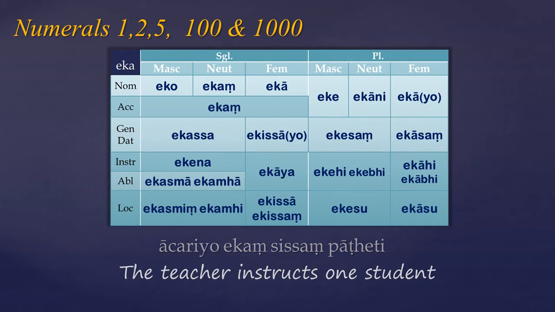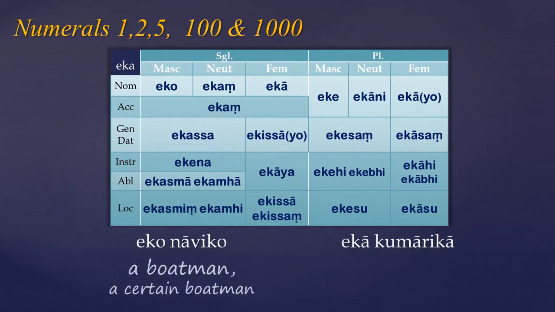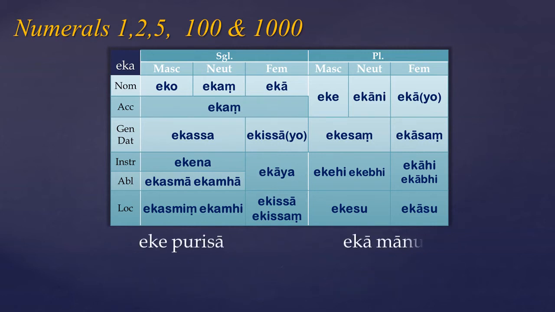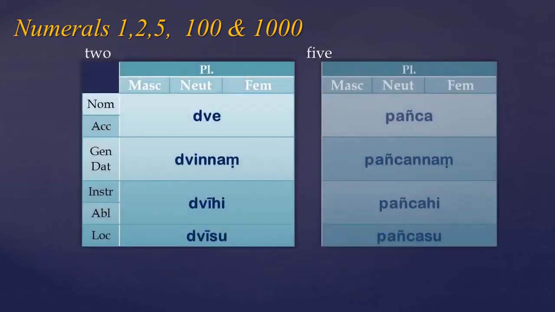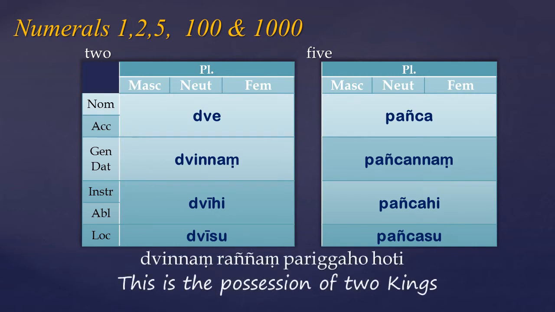But it also can be used more pronominally, often with an indefinite sense, so in the singular it's like an indefinite article, or a certain. And perhaps counterintuitively, in the plural, eka means some men, some women. Now the numbers 2 and 5 are a little different. I think they only have plural forms and are essentially genderless, so they agree with their noun in case only.